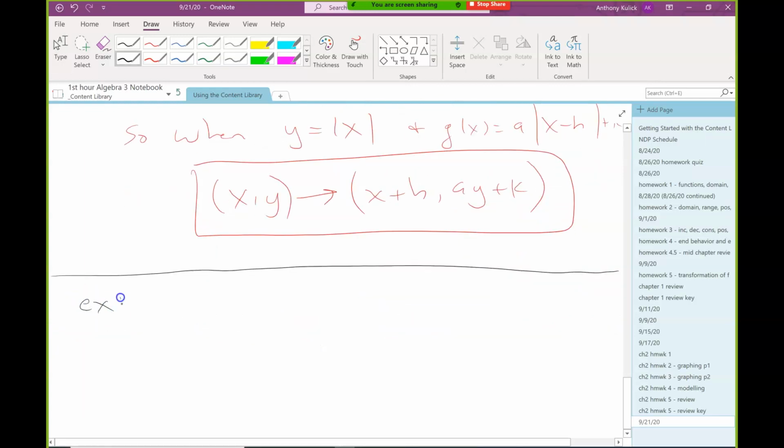So let's finally do an example here. Before we can actually do an example of a transformation, we need to look at this original version, right? Y equals the absolute value of x.